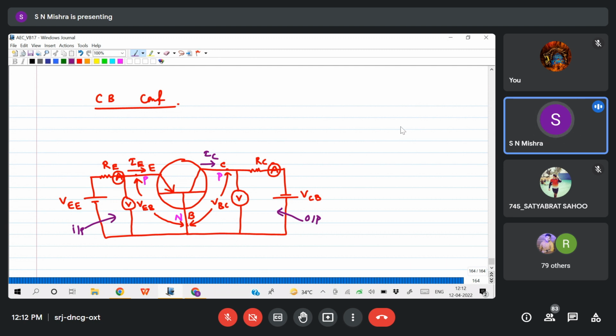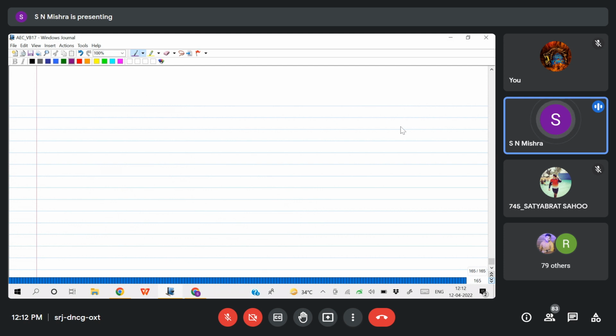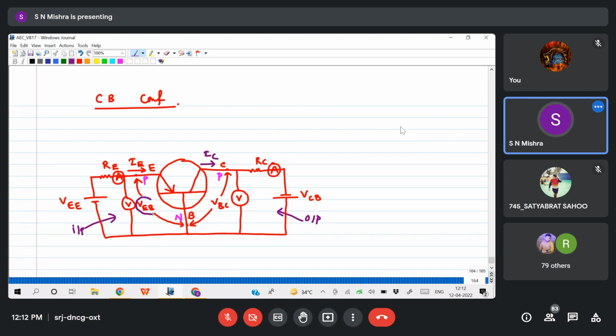So in detail, let us discuss. First we'll go for the input characteristic of CB mode. I'll plot between VEB and IE. If I change VEB, what is the effect on IE? I want to plot, but this IE depends upon VCB, because if you reverse bias more at the collector side, it will attract more holes, so IE will increase. So for a particular case, I'll fix the VCB.